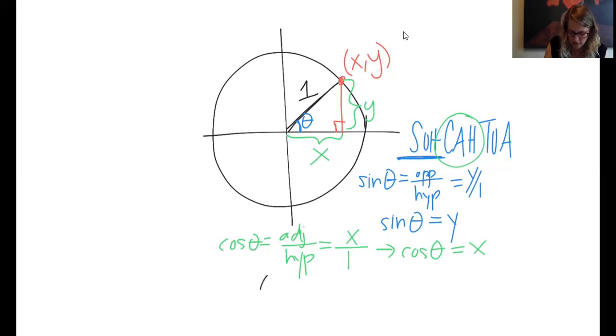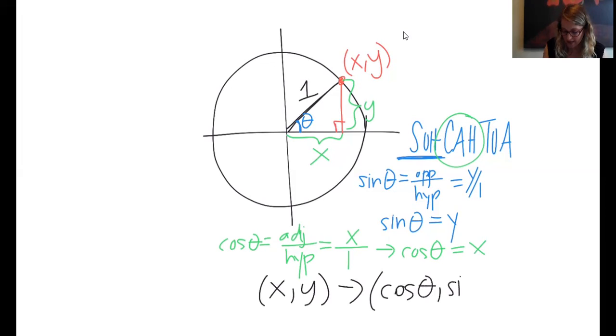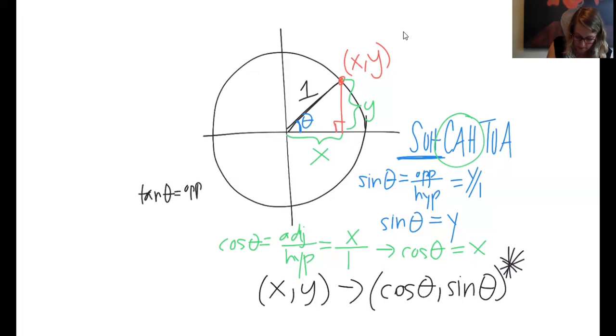So if the point is x comma y, and x equals cosine theta and y equals sine theta, then that means that every point on this unit circle can be described like this. Every x, y is actually the same thing as cosine comma sine. This is going to be super, super helpful for us later on, especially when we're trying to solve some trig identities. Off to the side here, I want to show a little something about tangent. You might remember that tangent of theta is opposite over adjacent.